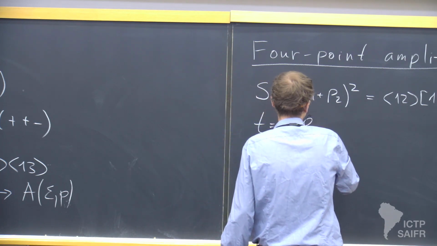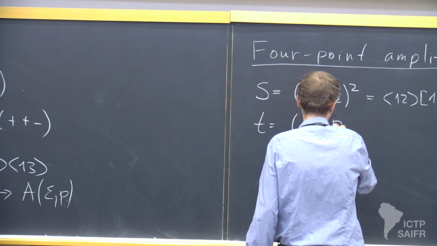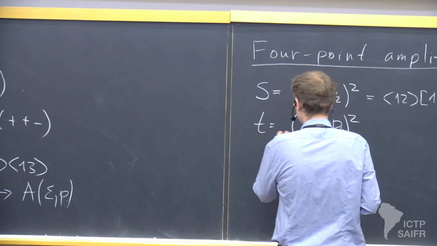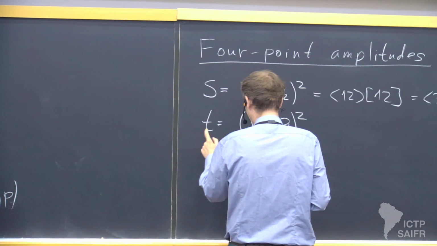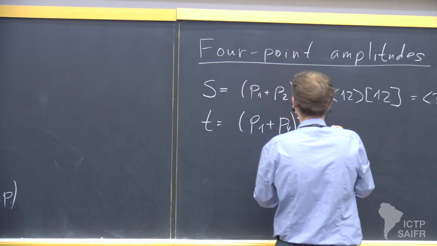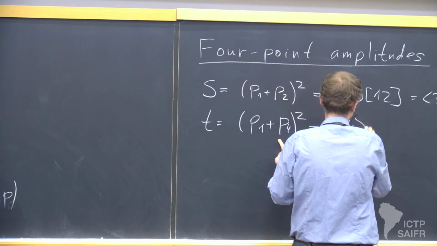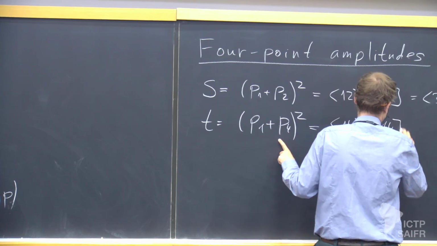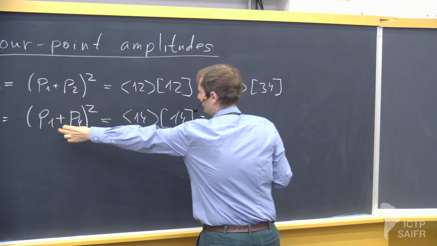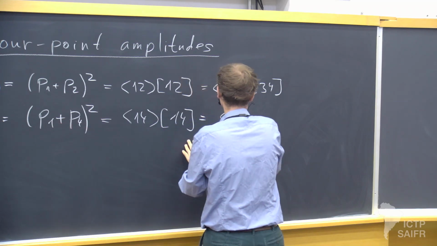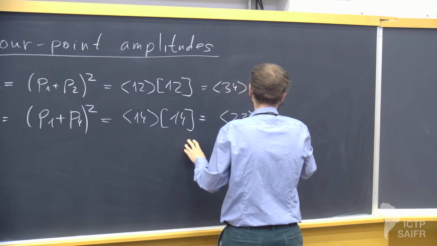You have also T. Yeah, in literature, there are different definitions of T and U. Sometimes they are flipped. I use this definition of T. Maybe you learned the other one. And here it's <1 4> [1 4], but you can also write it as (P2 plus P3) squared. So this is also equal to <2 3> [2 3].